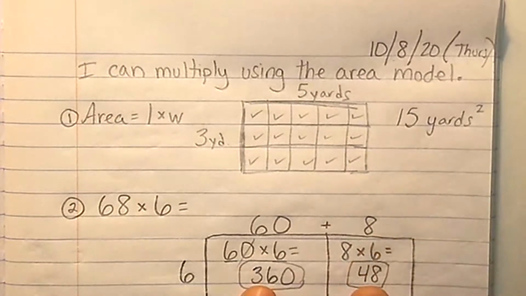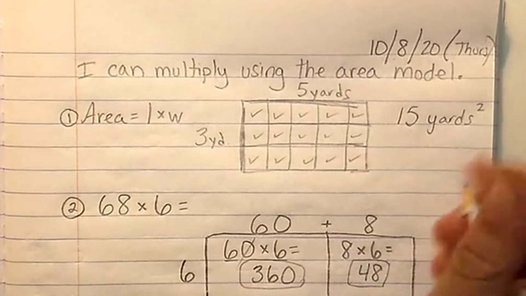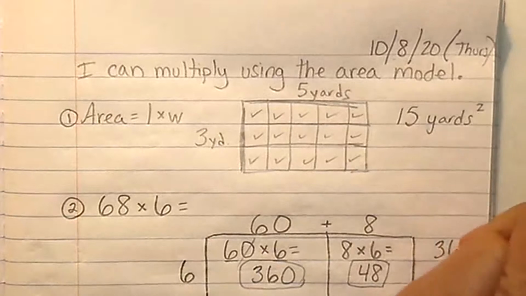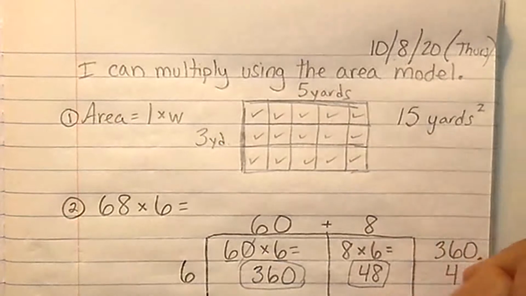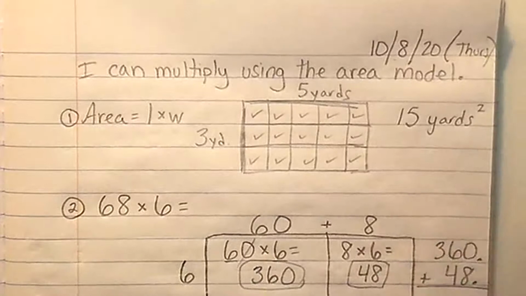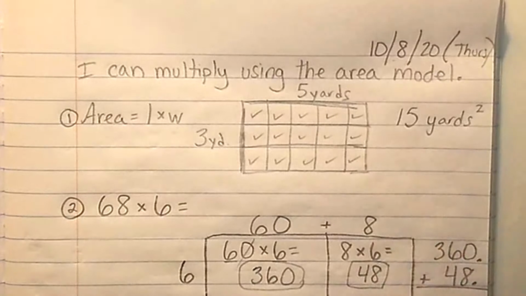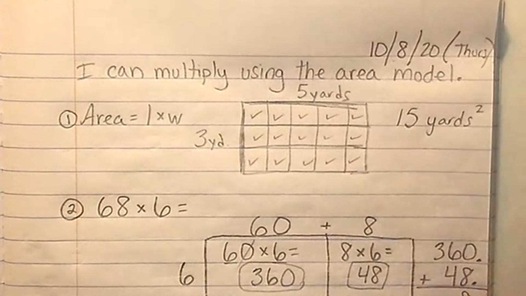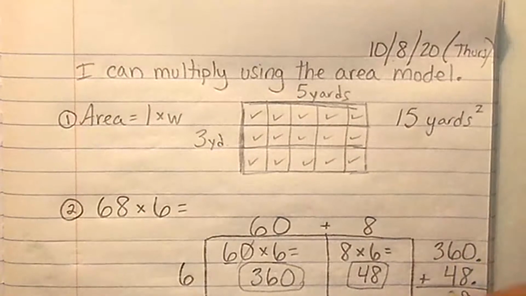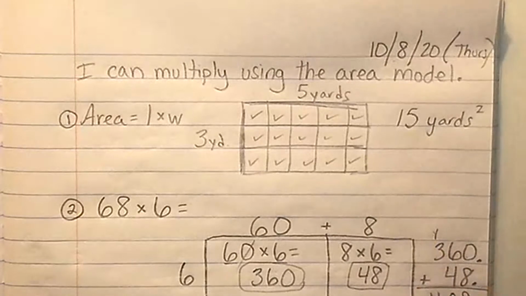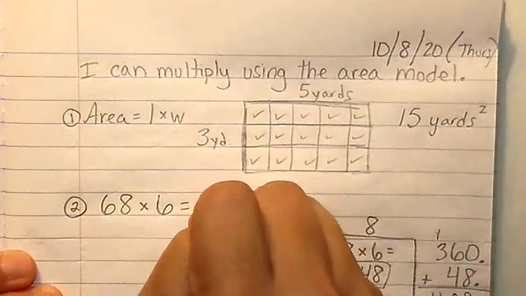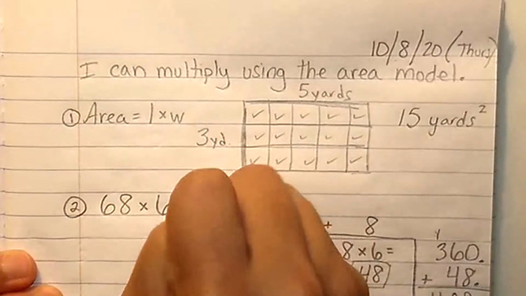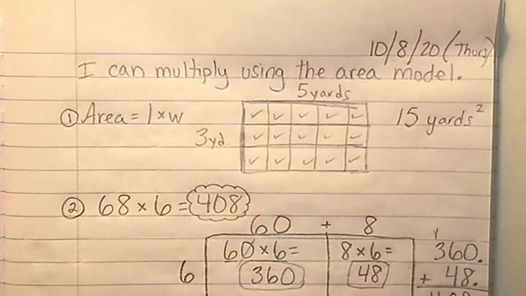So I have 2 partial answers. They're partial products. It's almost my product, but I have to put them together. So I'm going to go over to the margin, and I'm going to write 360 plus 48. I'm going to add these together. What's 8 plus 0? 8. What's 6 plus 4? 10. And what's 3 plus 1 more? 4. 408. So I think that my answer is 408, but I don't know for sure.